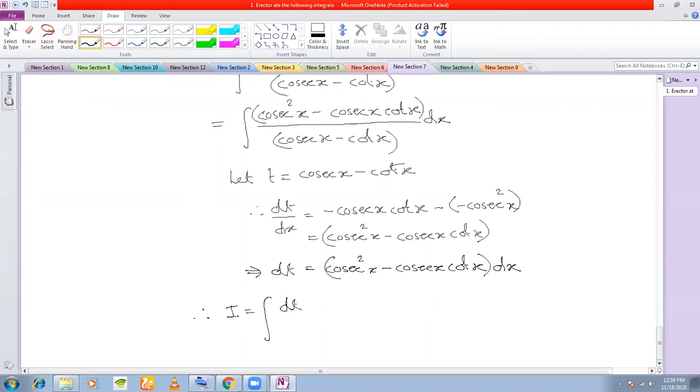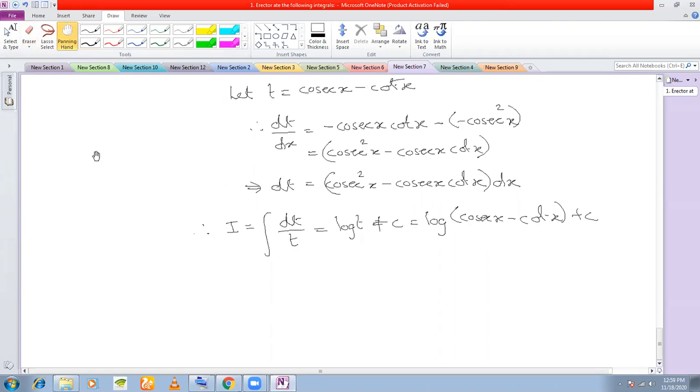Okay, so therefore, what does I become? Integral dt by t. Simply, we get log t plus c. And what is t? Cosec x minus cot x. So now you understood why I put cosec x minus cot x is equal to t. That is the reason. You have to remember the derivation also. All these you have to remember, the formula as well as the derivation.